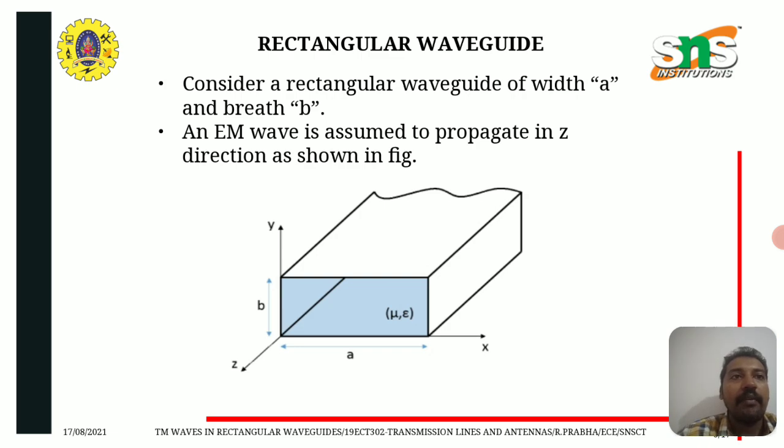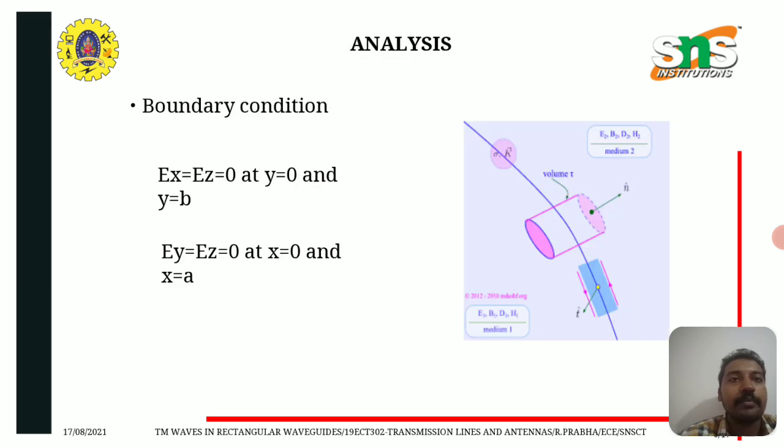Consider a rectangular waveguide of width a and breadth b. An EM wave is assumed to propagate in the Z direction as shown in the figure. The boundary conditions for the rectangular waveguide are Ex equal to 0 and Ez equal to 0 at y equal to 0 and y equal to b, and Ey equal to Ez equal to 0 at x equal to 0 and x equal to a.